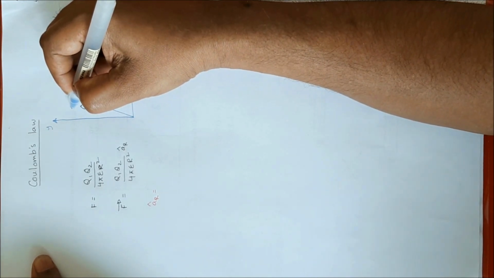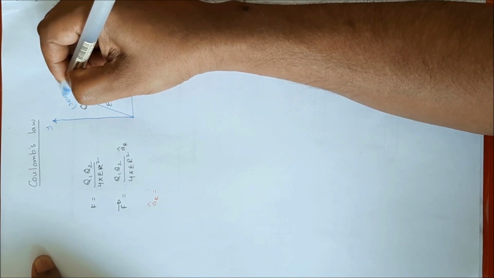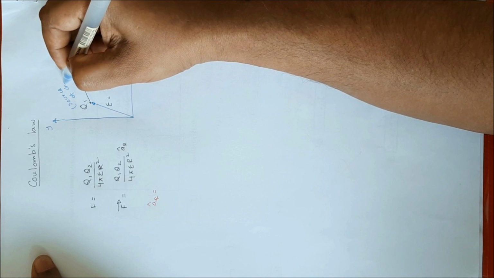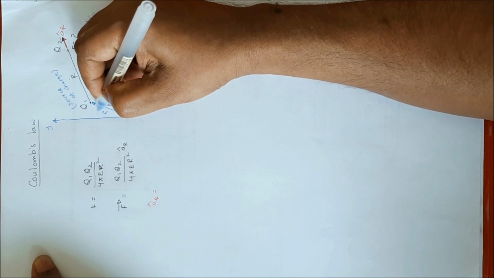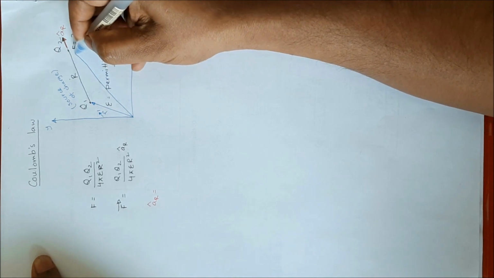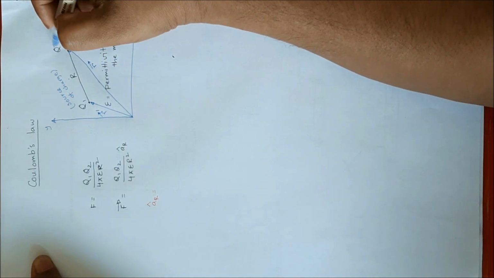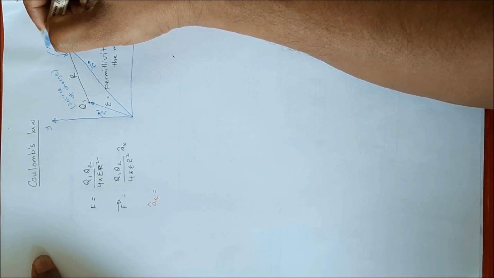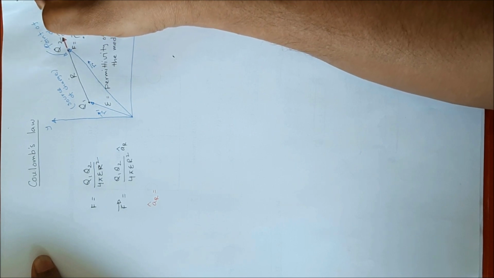The distance from the origin to Q1 is r prime. The distance vector is r prime, where Q1 is the source charge. So Q1 is responsible for producing the force at point Q2, and this vector is r prime. We use prime to represent quantities related to the source, and Q2 is the observation point. Q2 is the point of observation where we want to find the electric force because of the charge Q1.